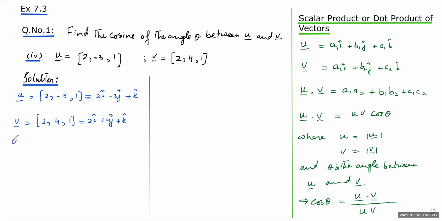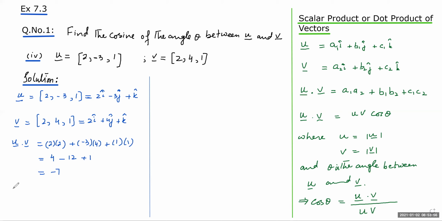Now let's find u dot v. First of all, u dot v will simply become product of the coefficients of unit vector i, that is 2 into 2. It's your choice. You may write directly as 4, plus minus 3 into 4, or you may write minus 12 directly, then plus 1 from here and 1 from here, or you may write directly 1. Result: 4 minus 12 is minus 8, and then plus 1 is minus 7. So I get u dot v is equal to minus 7.